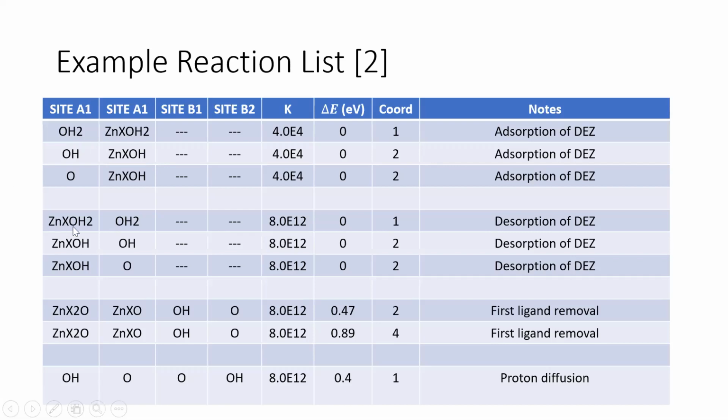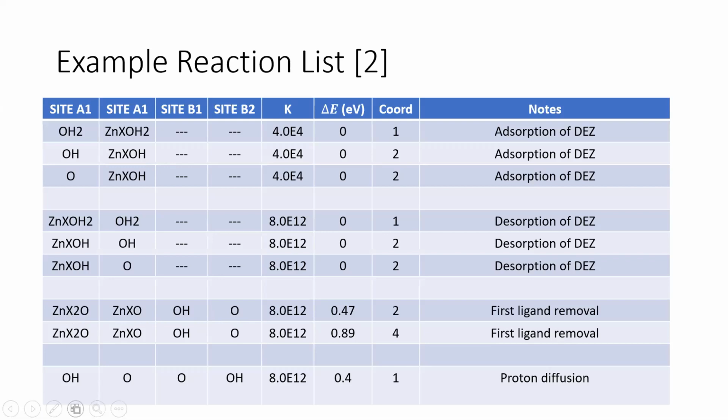That DEZ has a chance of desorbing, so it's just the reverse of the first three reactions. Additionally, we have our first ligand removal in these next two. So you can see we have DEZ, represented here by ZnX2 on an oxygen. It will rob a hydrogen from its neighbor. So its neighbor will turn from OH to pure oxygen, and the original site will go from DEZ on an oxygen to MEZ on an oxygen.